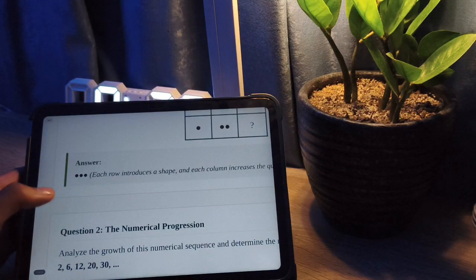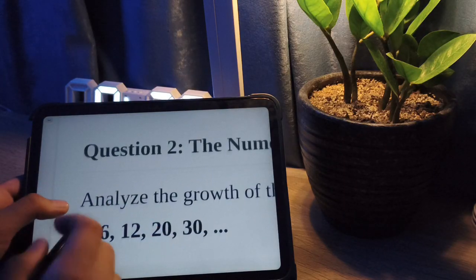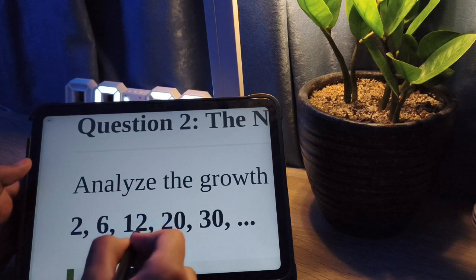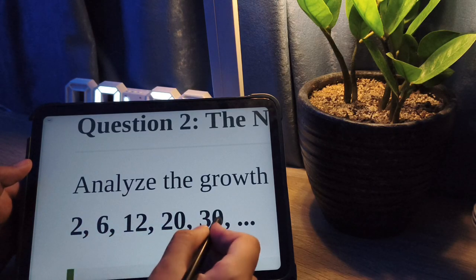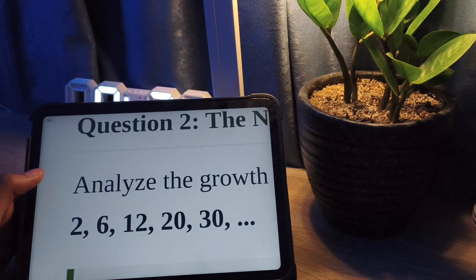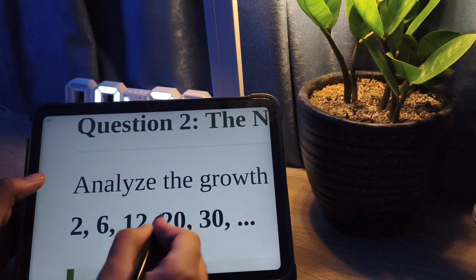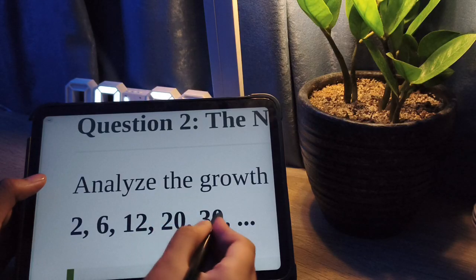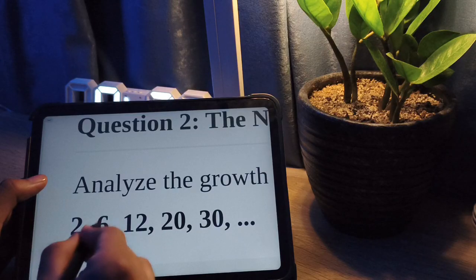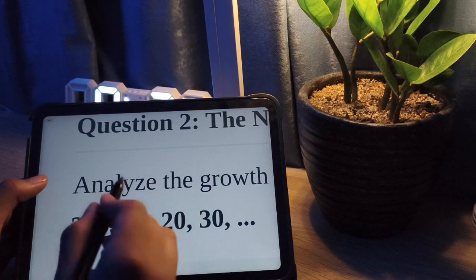For the second question, did you see the sequence of numbers? It's 2, 6, 12, 20, and 30. What is the next number that's following 30?